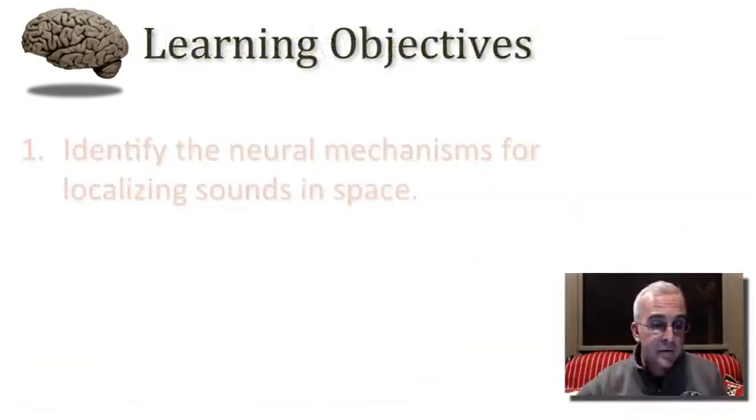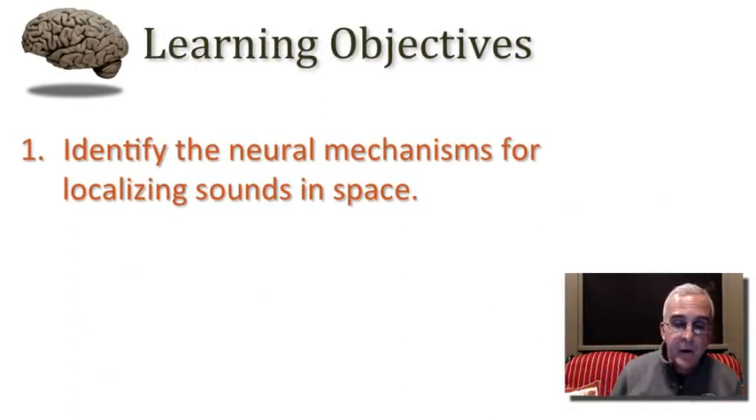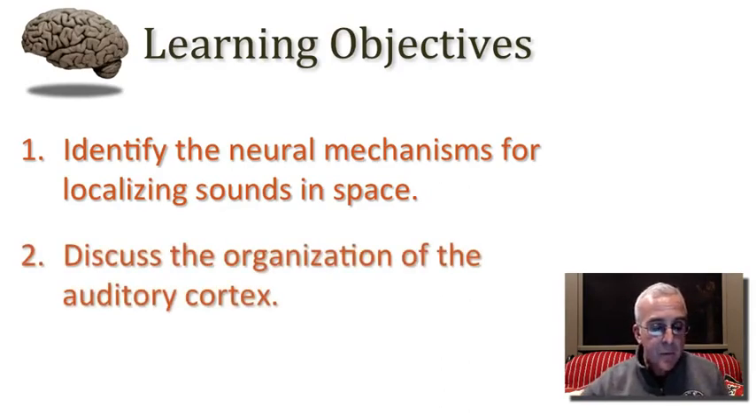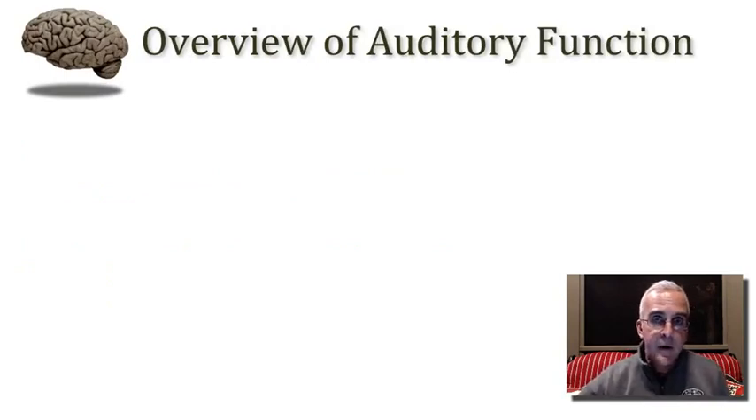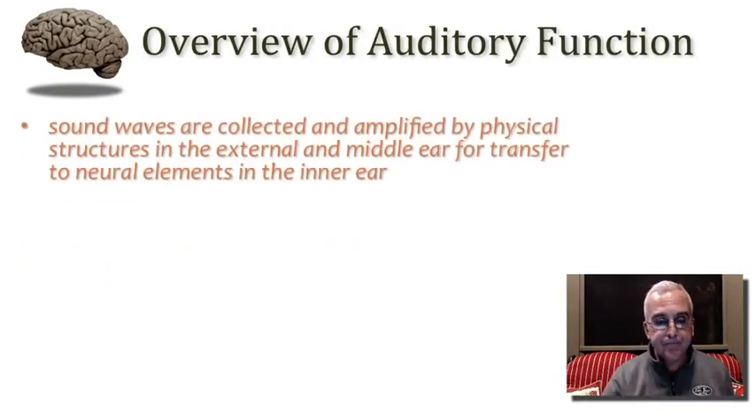I have two learning objectives for you in this tutorial. I want you to be able to identify and to discuss the neural mechanisms for localizing sounds in space. This is a very important aspect of the job that the auditory system does. And then I want you to be able to discuss more broadly the organization of the auditory cortex, which really points to a second major role for the auditory cortex in our brains, and that is the understanding of human speech. So let me again step through an overview of auditory function with you.